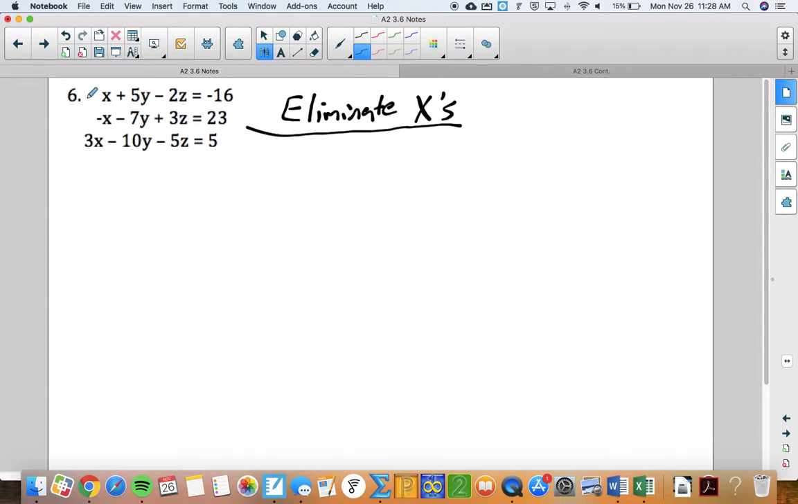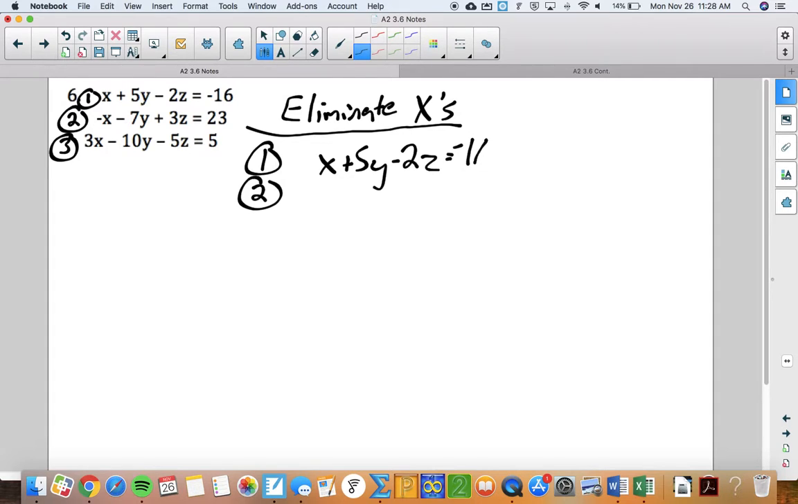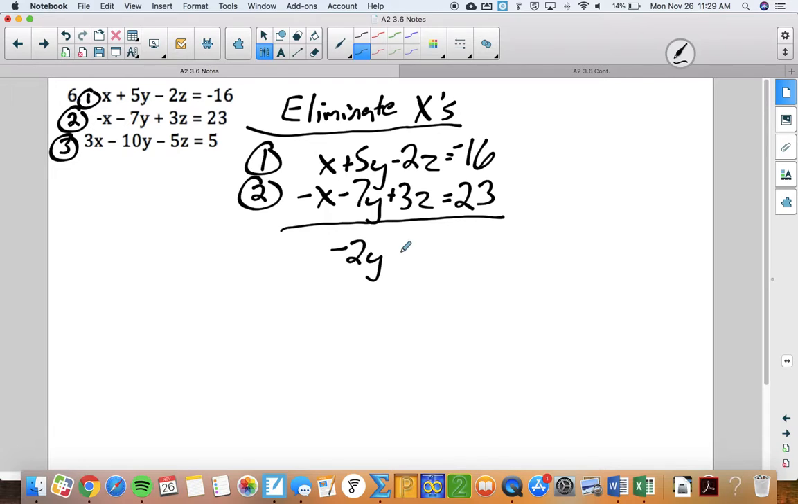And wow, equation number 1 and equation number 2 have opposite x's already cooked up for me. That's awesome. So I'm going to add equation number 1 with equation number 2. So I get x plus 5y minus 2z equals negative 16. And on the bottom I get negative x minus 7y plus 3z equals 23. So we get negative 2y plus z equals 7.